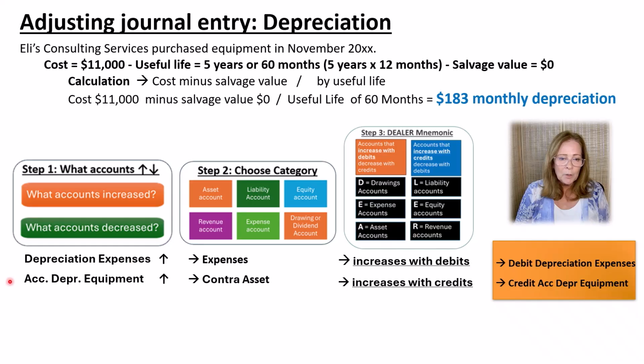The second part of our transaction is that we now have more accumulated depreciation, which is a contra asset account. This is a bit tricky because this account behaves in the opposite way of an asset. Asset accounts increase with debits and decrease with credits. Contra asset accounts increase with credits and decrease with debits. So we credit accumulated depreciation.